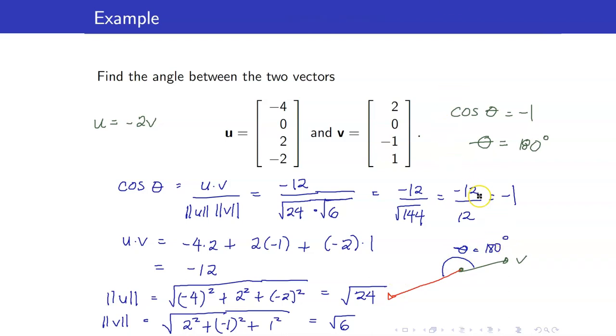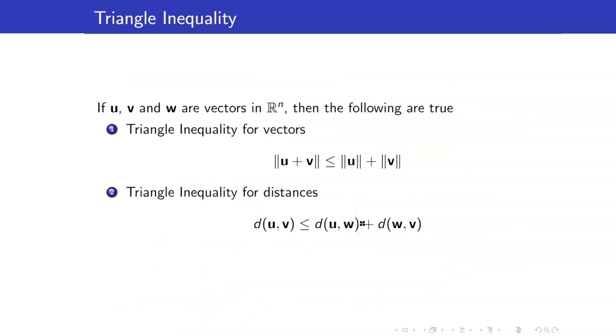Here is another inequality theorem for vectors in Rn. Triangle inequality for vectors says that the norm of the sum of two vectors is less than or equal to the sum of the norms. Also, for distances, the distance between u and v is less than or equal to the distance of u and w plus the distance of w and v.